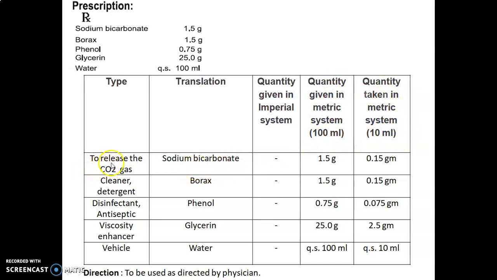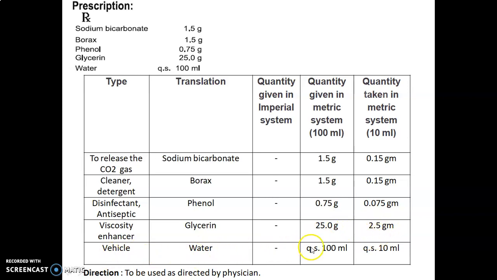Sodium bicarbonate is used to release carbon dioxide, that is CO2 gas. Quantity given in the metric system for preparing 100 ml is 1.5 gram. Taken quantity should be 0.15 gram. This quantity should be calculated with the help of the factor. Borax, used as a cleaner and detergent. Quantity given is 1.5 gram. Taken quantity should be 0.15 gram. Phenol, used as a disinfectant and antiseptic. Quantity given is 0.75 gram. Taken quantity should be 0.075 gram. Glycerin, used as a viscosity enhancer. Quantity given 25 gram. Taken quantity should be 2.5 gram.